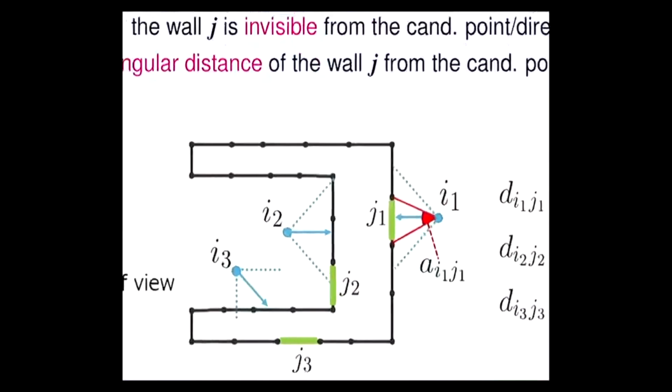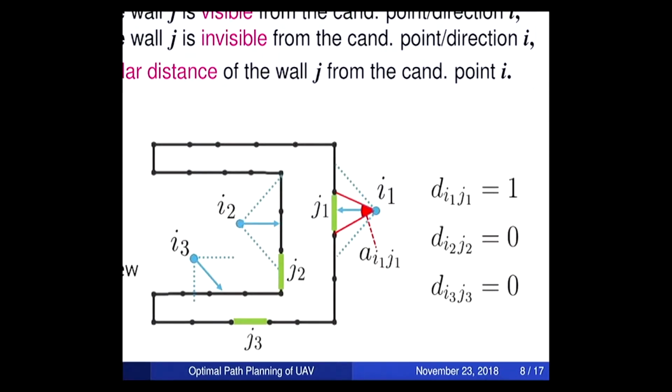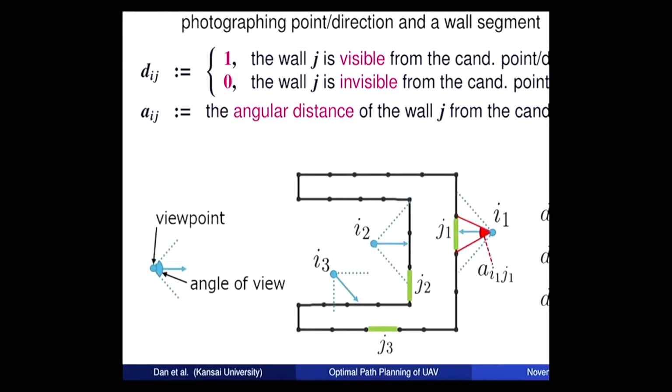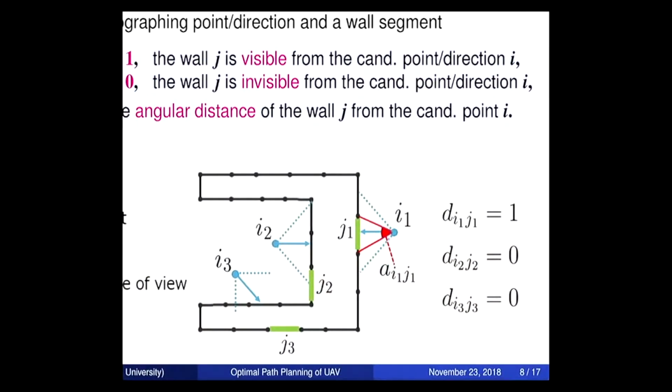First, I want to consider the relationship between this I1 and this wall segment J1. In this case, there are no obstacles between I1 and J1, and the angle of view of a camera on the UAV can cover the whole wall segment J1. Therefore, D_I1J1 is equal to 1. Also, in this case, A_I1J1 is the angle of J1 viewed from I1.